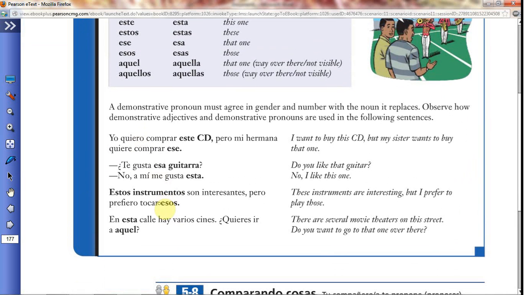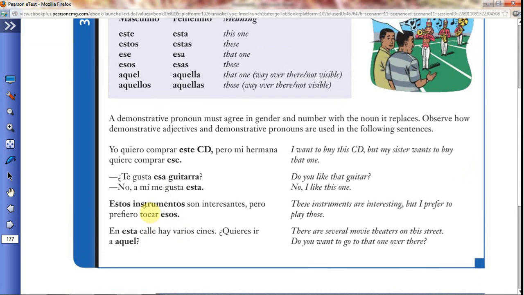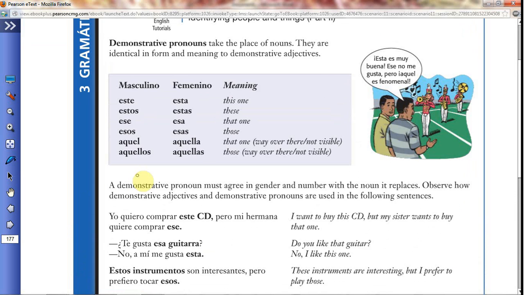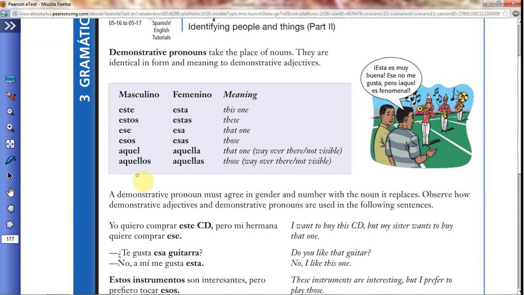So let me give you an example where it's at the beginning of a sentence for the demonstrative pronoun. Because right here you only have examples with the pronoun being at the end of a sentence. Okay? Mi hermana quiere comprar ese. My sister wants to buy that one. ¿Te gusta esa guitarra? No, a mí me gusta esta.